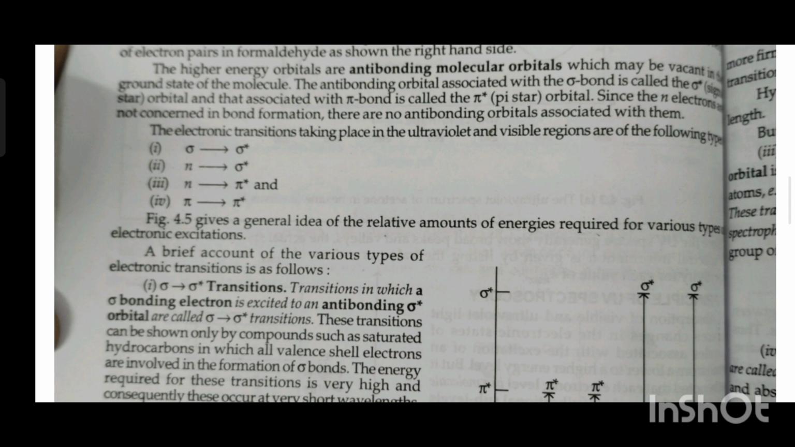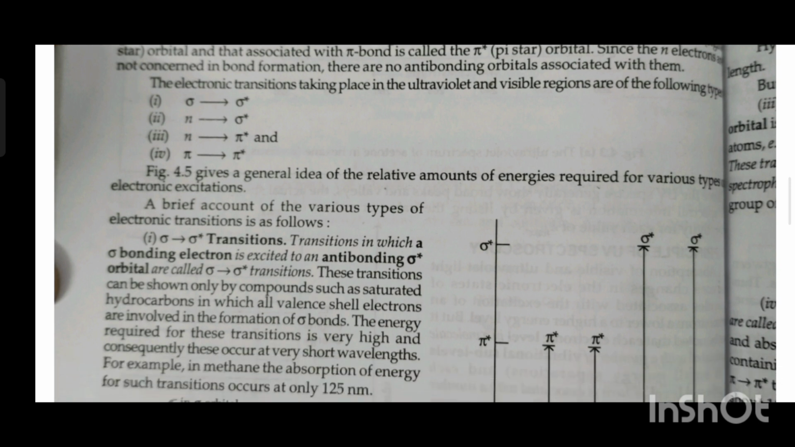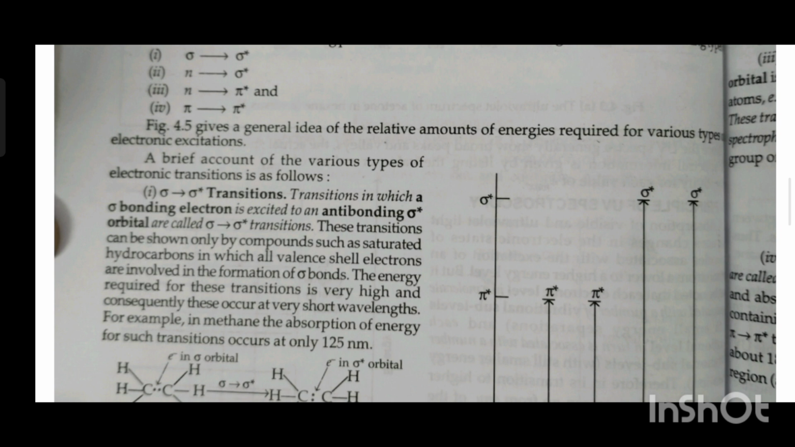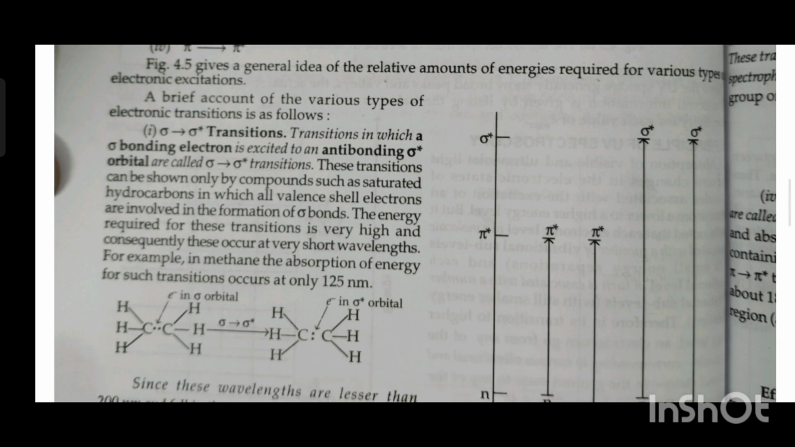Figure 4.5 gives a general idea of the relative amount of energy required for various types of electronic excitation. A brief account of the various types of electronic transition is as follows. First, sigma to sigma star transition. A transition in which a sigma bonding electron is excited to an anti-bonding sigma star orbital is called a sigma to sigma star transition. This transition can be shown only by compounds such as saturated hydrocarbons, in which all valence shell electrons are involved in the formation of sigma bonds.